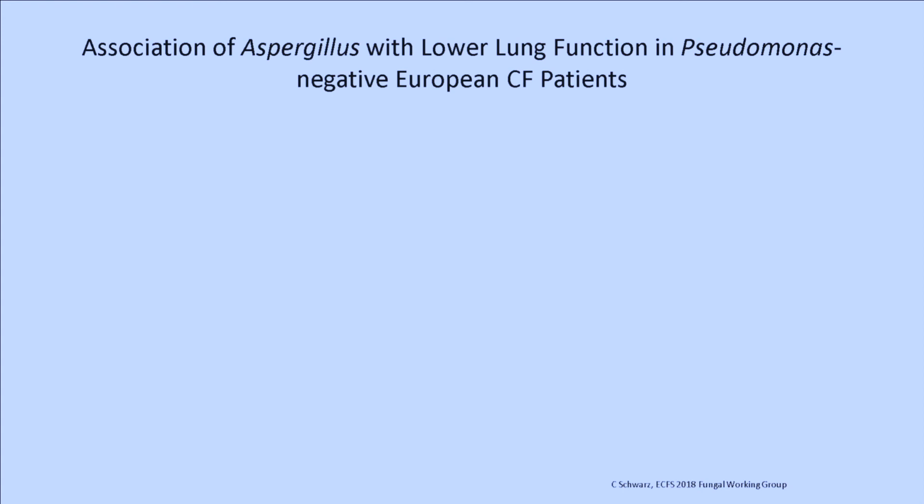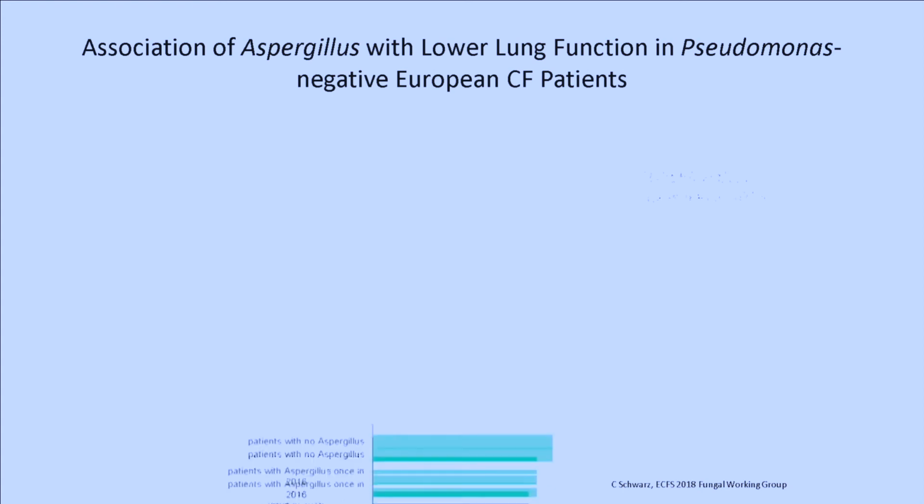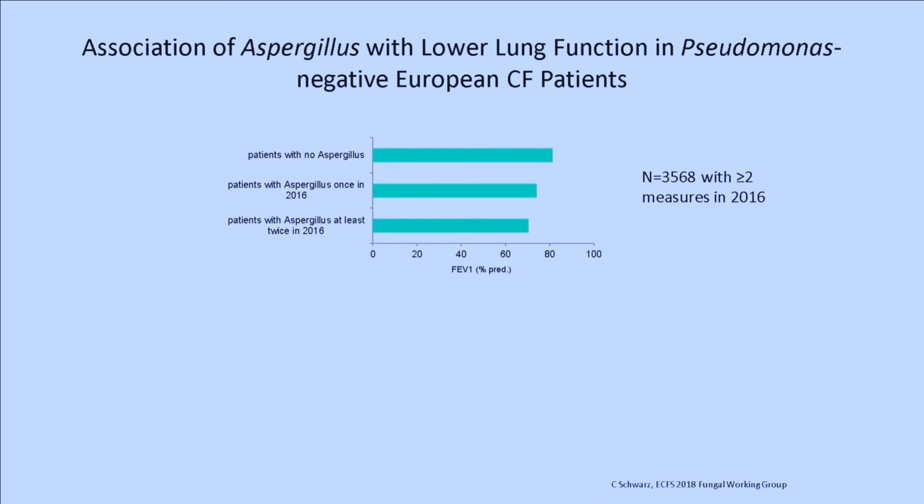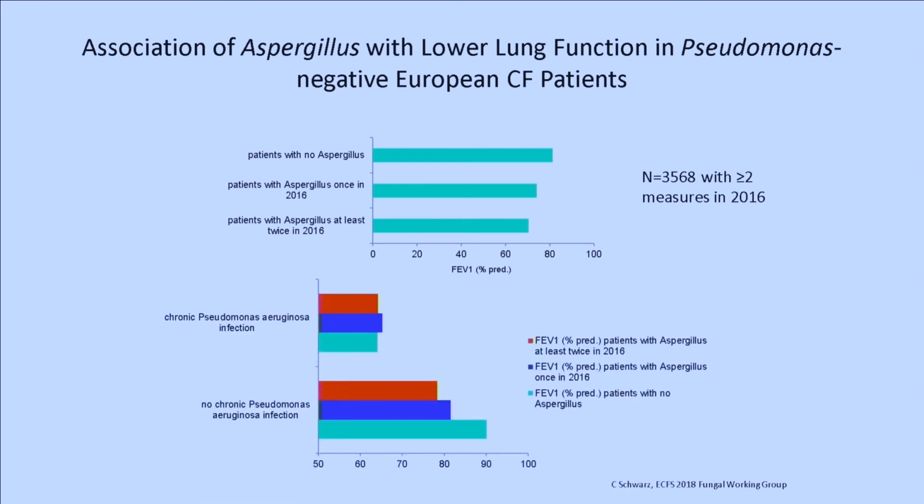Now, this association is interesting. We have recent data from Europe that suggests that lung function measurements are lower in patients with persistent Aspergillus, as shown there. This is from registry data in Europe. But then if you break it down into those that do or don't have Pseudomonas, the effect is really pronounced mostly in those that don't have Pseudomonas.